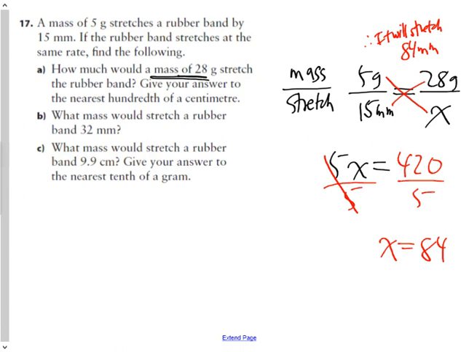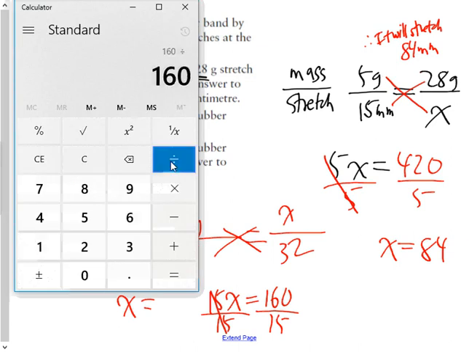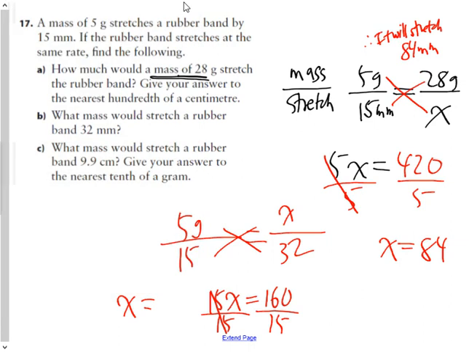What mass would stretch a rubber band 32 millimeters? So I'm going to take that same initial stretch. 5 grams will stretch 15. That will be proportional to how much mass for 32? My equation this time will be 15x equals 160. Divide by 15. And x will equal 160 divided by 15, which is 10.6 repeating, or 10 2/3 millimeters.